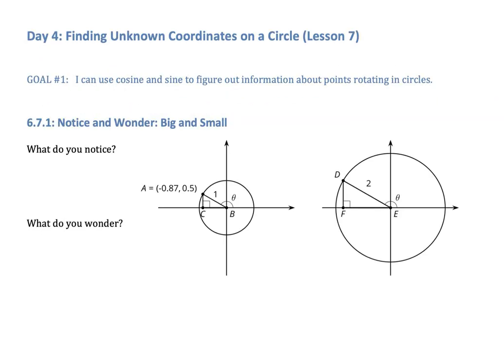All right, so let's jump into the first part of the lesson. I would love for you to pause. Again, what are we focused on here? We are trying to use cosine and sine to figure out information about points rotating in circles. So you can see we have a point right here rotating in circles. So let's get started, and why don't you pause and jot down some of your own notices and wonders.